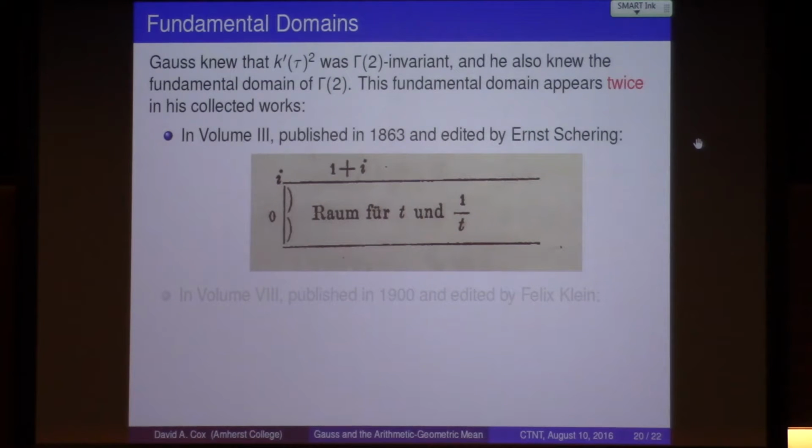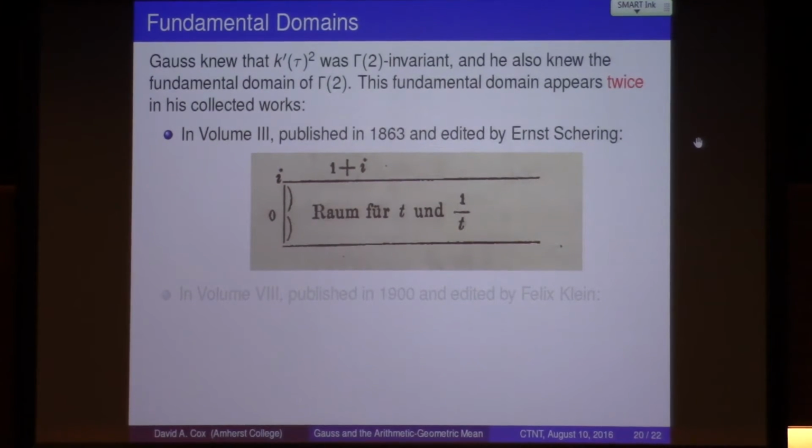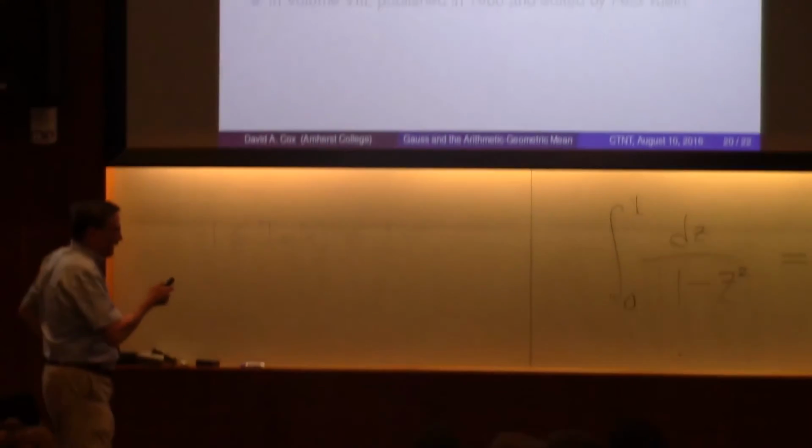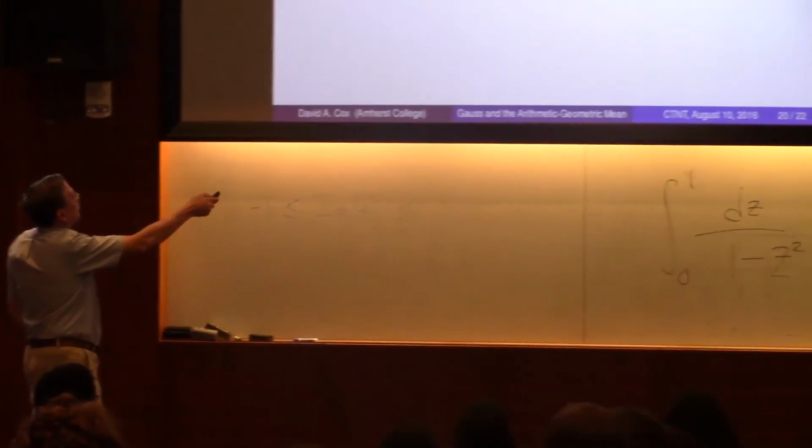Now, what does that "t and 1 over t" mean? Well, it turns out that for the fundamental domain, what you want is the imaginary part of t to be between 1 and minus 1. That's what basically gives you these upper and lower things. And of course, that's not the whole story.